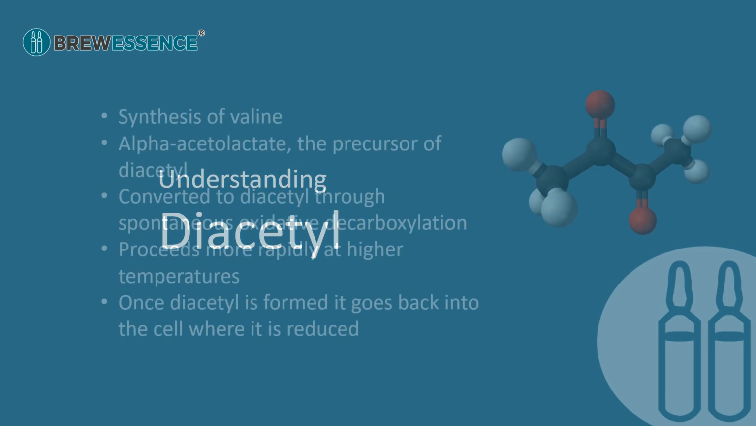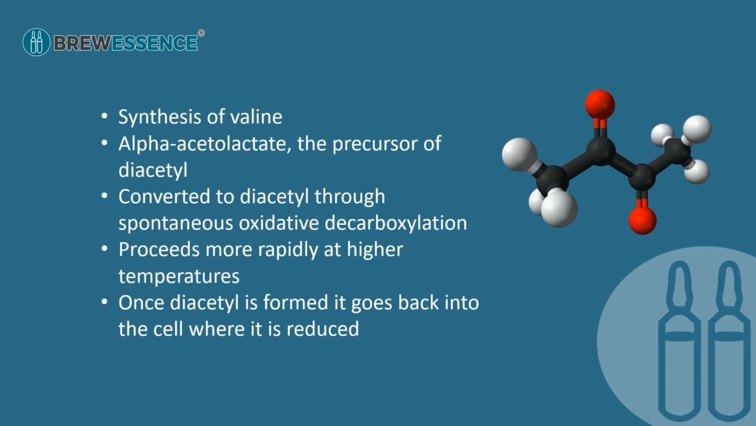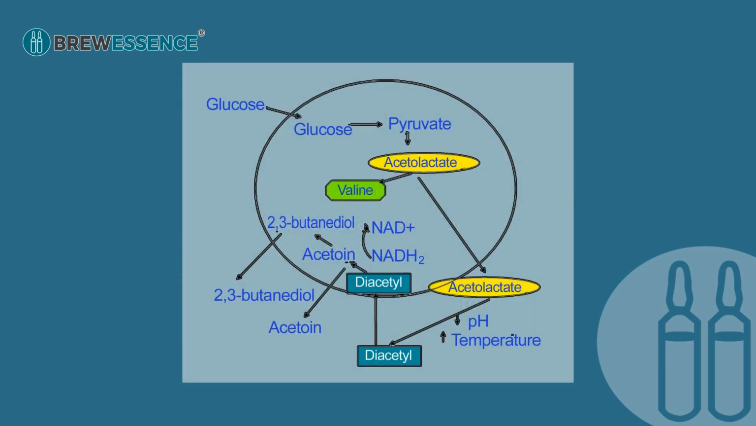Diacetyl is produced during fermentation as a byproduct of the synthesis of the amino acid valine. During the synthesis of valine, one of the intermediate products is a compound called alpha-acetolactate, the precursor of diacetyl. This compound leaks out of the cell during fermentation, where it's converted to diacetyl through spontaneous oxidative decarboxylation.